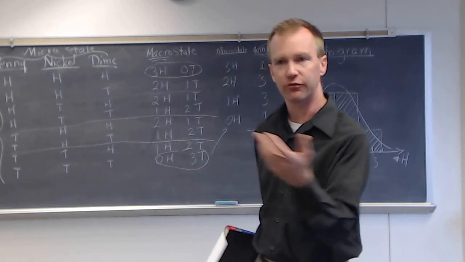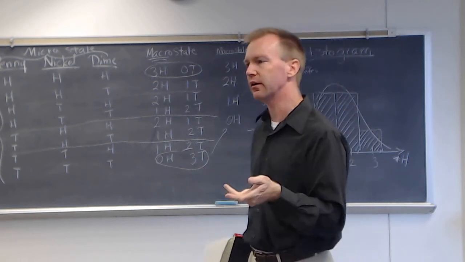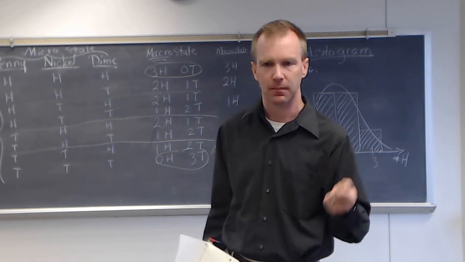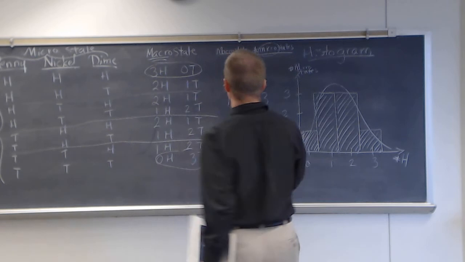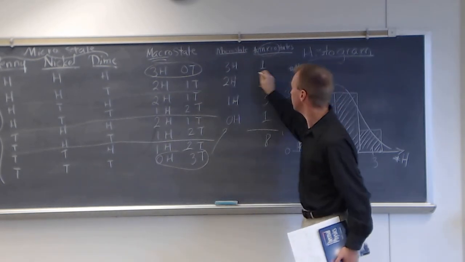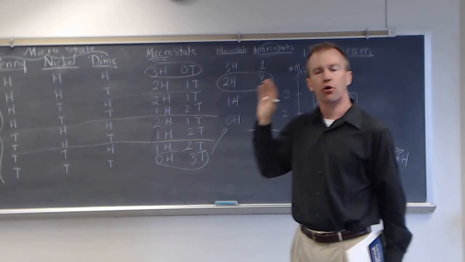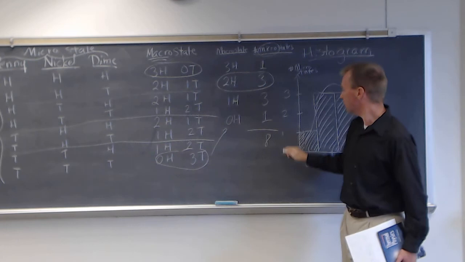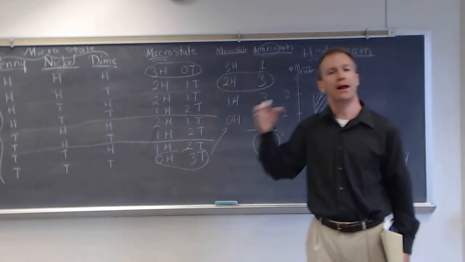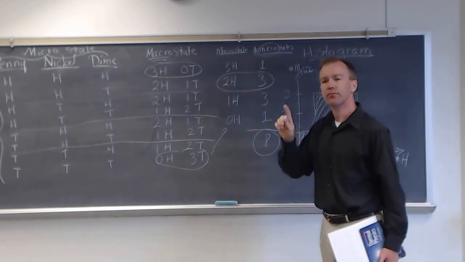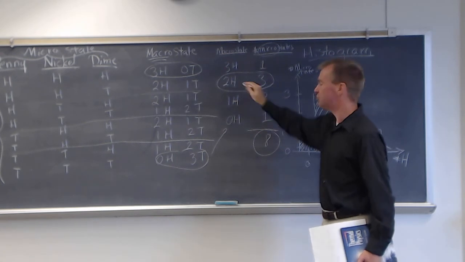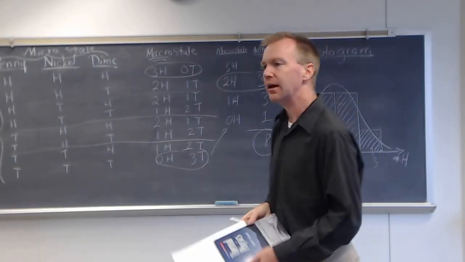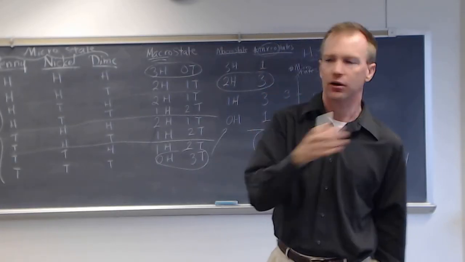Now, if I want to find, which I will, the probability that I would find the system, in this case the penny, nickel, and dime, in the 2 heads, 1 tail macro state. What's the probability? Well, 2 heads, 1 tail is this one here. There are 3 ways I can get that. Is this the probability? Three? No. I'm going to say three out of eight possible states. So there are three microstates that give me two heads out of a total of eight. So the probability is 3/8, 3 out of 8.